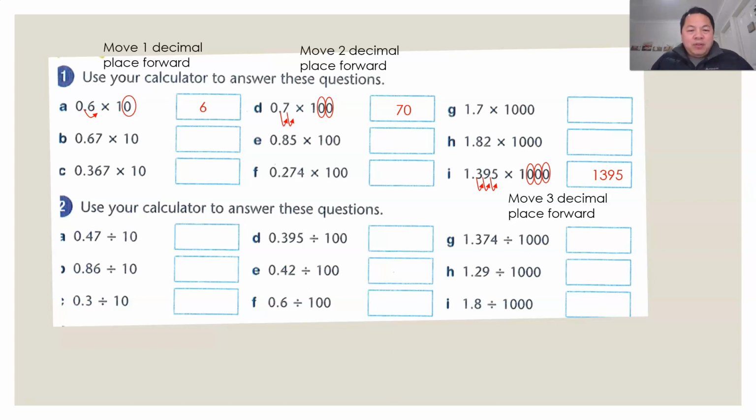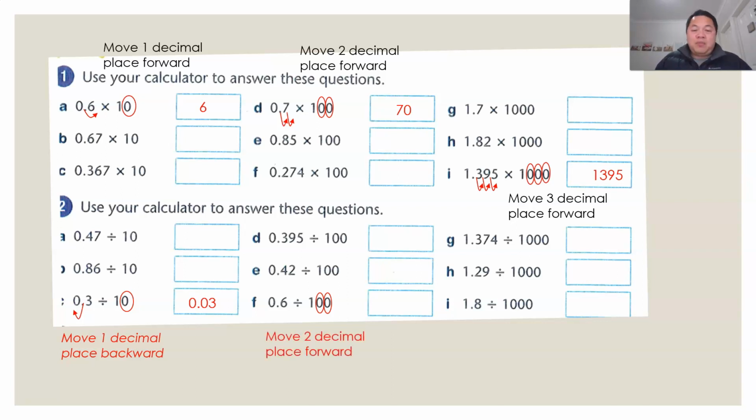Easy. So what about dividing by 10? Same thing, but instead of moving forward, now we move backwards. Move one decimal place backwards. That's how I get 0.03. So what about dividing by 100? Instead of moving two steps forward, now I move two decimal places backwards. That's how I get 0.06. And then what about 1000? Since there are three zeros, now I move my decimal point backwards 3 times. That's how I get 0.0018.